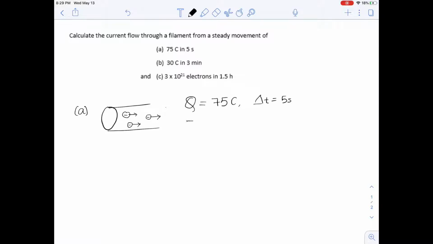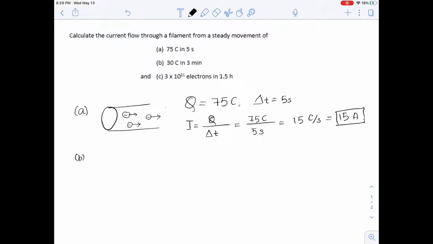To calculate current, we divide charge over the given amount of time, which is 75 coulombs over 5 seconds. That's 15 coulombs per second, which is also 15 amperes. That means 1 ampere is 1 coulomb over 1 second.